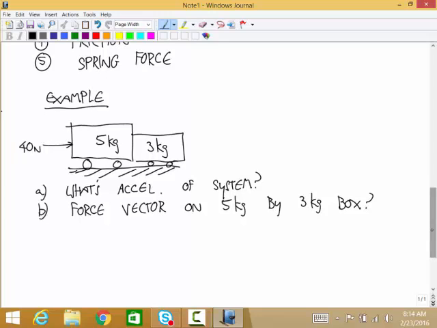Okay, so to calculate the acceleration, this is going to be a theme we're going to see over and over again: the best way to do that is to isolate the whole system. So the chosen body is going to be the whole system of 2 carts.